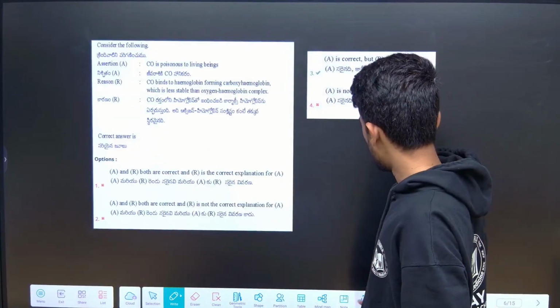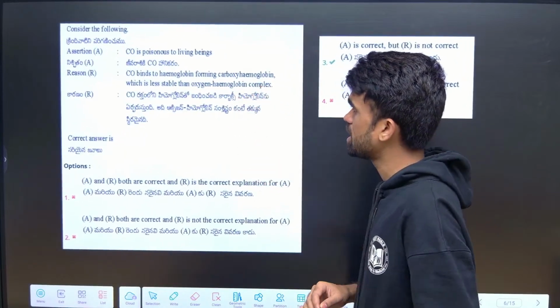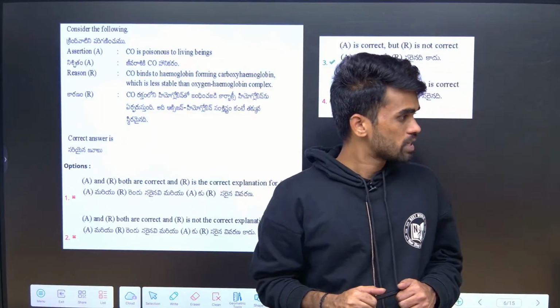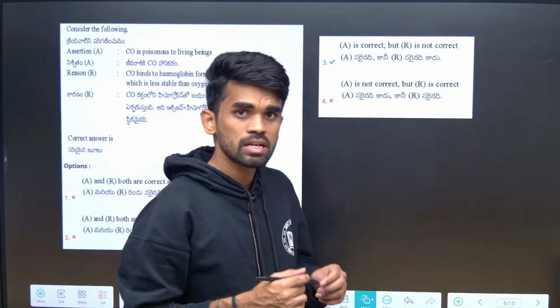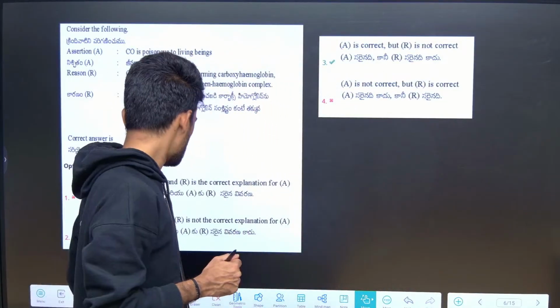Next, look here. Consider the following statements. Assertion and reason are given. CO is poisonous to living beings. Carbon monoxide. Tell me whether carbon monoxide is poisonous or not. Yes, it is highly poisonous.